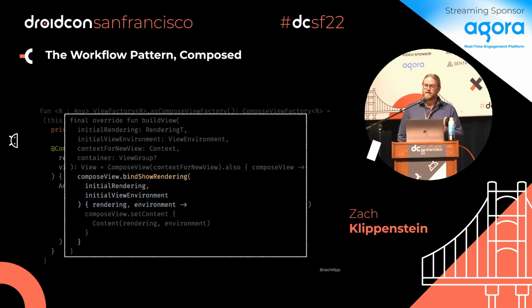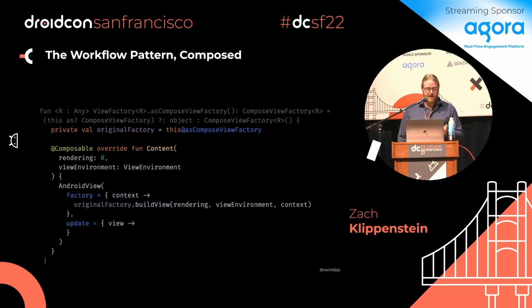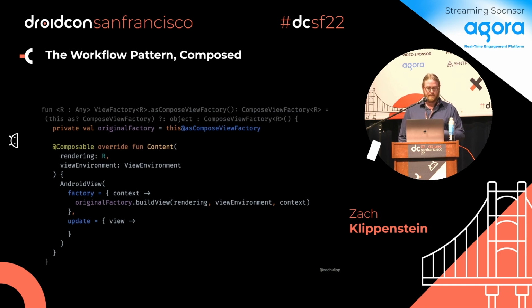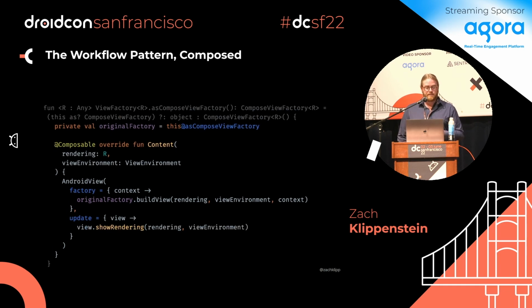Remember this bindShowRendering function I mentioned earlier? It installs a callback to fire whenever the rendering changes. So now we're actually going to call it. We'll use another helper from the library called showRendering, which just gets that callback out of the view and calls it. And we're done. That's all we need to turn a regular view-based view factory into a composable function.